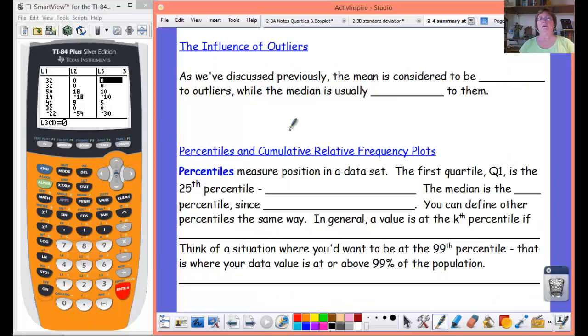And we next want to talk a little bit about the influence of outliers, and we're just very briefly, we've already talked about outliers. The mean is considered to be sensitive. That is, it is affected greatly by extreme values, sensitive to outliers. The median is usually resistant.